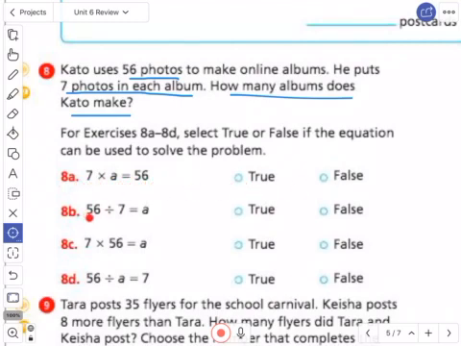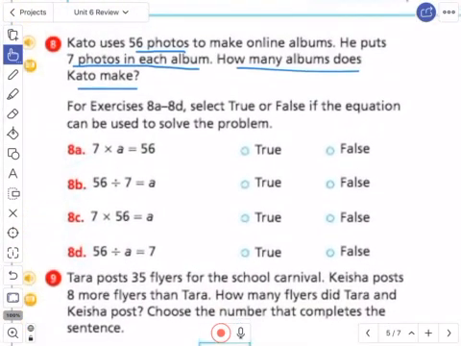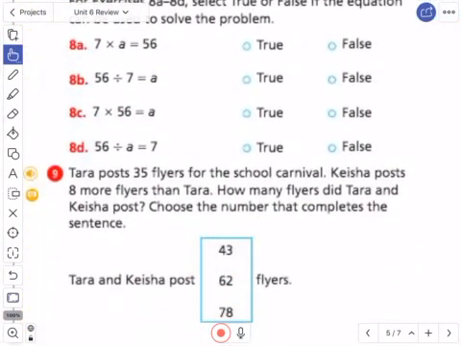True or false? Can I use 56 divided by 7 equals a? True or false? Can I use 7 times 56 equals a? True or false? And can I do 56 divided by a equals 7? True or false? So just think about this. You might want to actually solve the problem yourself first, and then go down there and look. Maybe even make a picture to go along with it to help you.